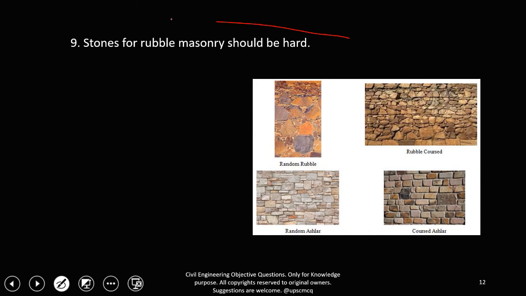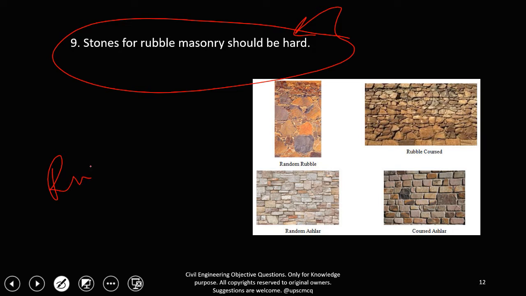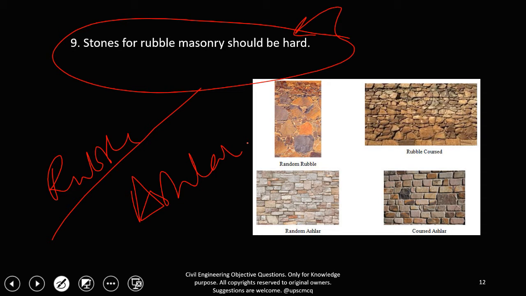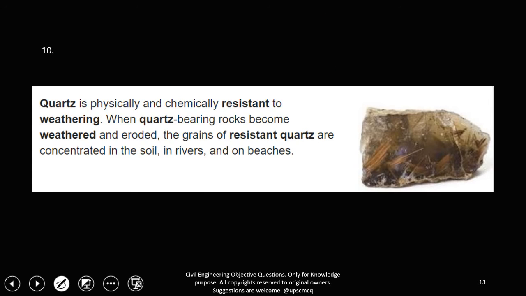Stones for rubble masonry should be hard. We have two types of stone masonry: one is rubble, and the other is ashlar, and they are further divided into various types depending upon how the masonry is constructed and how the stones are arranged.